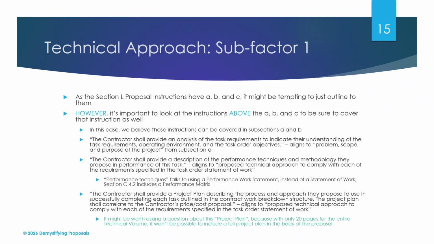And then the last part of that introductory section is the contractor shall provide a project plan describing the process and approach they propose to use to successfully complete each task outlined in the contract work breakdown structure. The project plan shall correlate to the contractor's price cost proposal. So again, I think that aligns to subsection B, which is asking you to address the requirements of the task order statement of work. However, it might be worth asking a question here about a project plan, because a project plan can be a very specific thing that they may be asking you to include, but you only have 20 pages to address all 5 requirements.